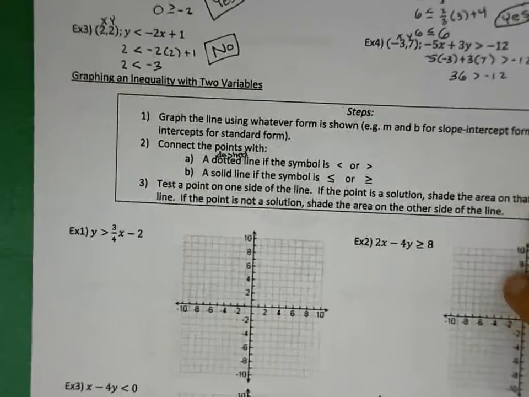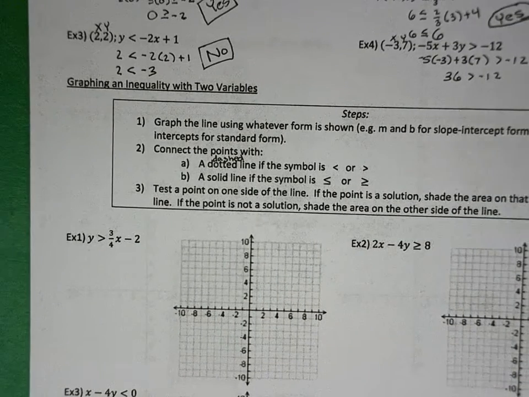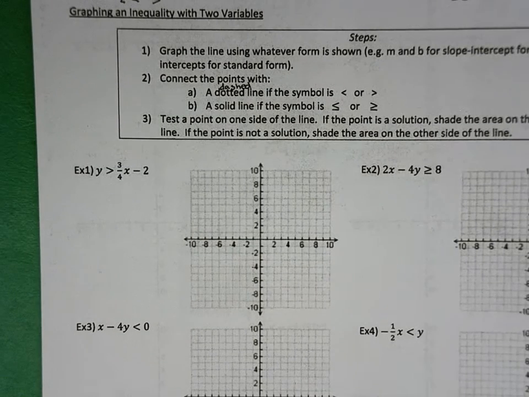Okay, example 1, let's start here. We have y is greater than 3/4 x minus 2. You always want to make sure you take a moment and take note. Is this going to be a dashed line or a solid line? Well, because this does not have an equal to, this is going to be a dashed line when we connect it, which will come after we graph.